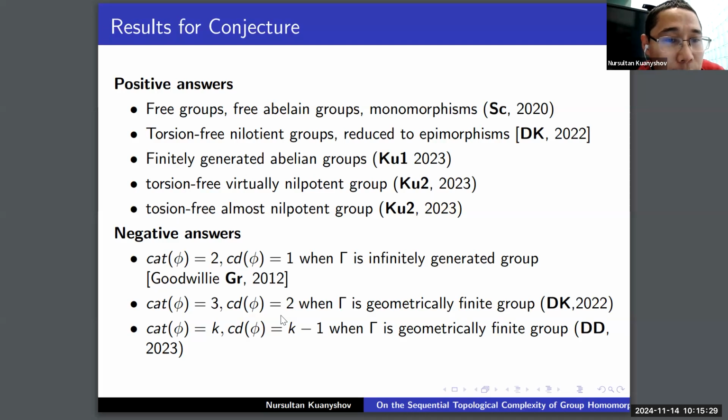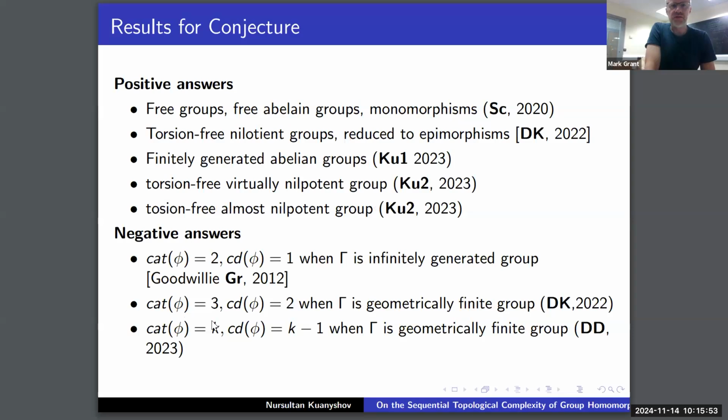So basically what I was trying to do, the punchline, is that I have to do computation for LS category of group homomorphisms. So if I can get a result for that, I can have some estimate for this TC or sequential topological complexity. But computing these is hard.